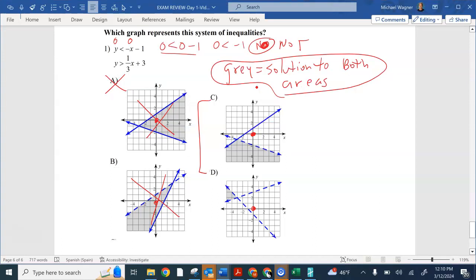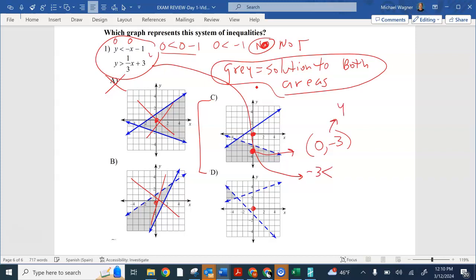So for example, this is one point, right here. Let's try this point. This is in the shaded area. What is this? This is 0 for x and negative 3 for y. So we're going to take these equations over here. y is negative 3, less than, this is the x, negative 0, minus 1. So is negative 3 less than negative 1? Yes, that's true.